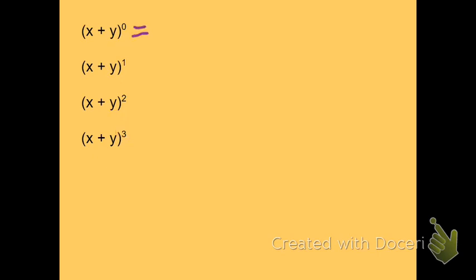So this is just going to be 1. Anything to the 0 power is 1. (x+y)^1 will just come out to be x plus y. The next one, (x+y)^2, will be x squared plus 2xy plus y squared.